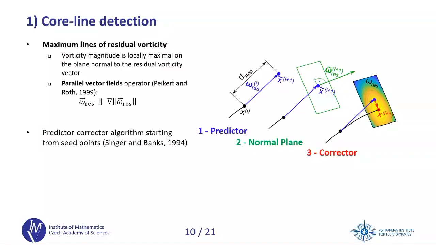using this parallel vector fields operator defined by Peikert and Roth in 1999, so that the criterion can be rephrased: you are looking for a set of points where the vector of residual vorticity is parallel to the gradient of residual vorticity magnitude. Right, so now we have our core line.